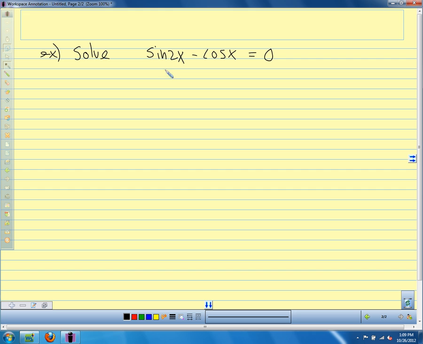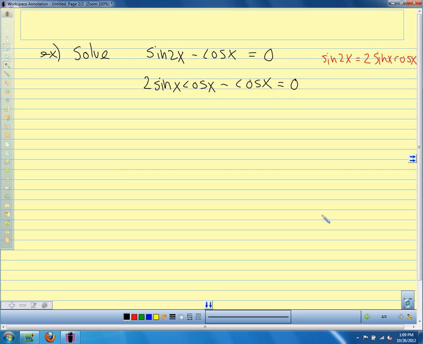So I'm going to use the formula for sine of 2u. I'm just going to put it over here on the side. Sine of 2x equals 2 sine x cosine x. That's from our identity. I'm going to plug that in right there. So I get 2 sine x cosine x minus cosine x equals 0. So now instead of a 2x here, I have just x's.